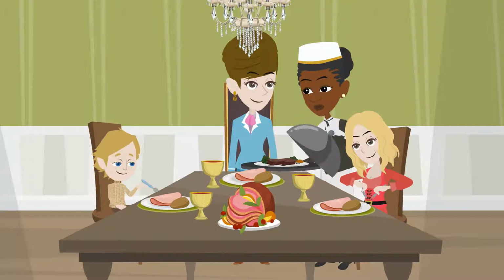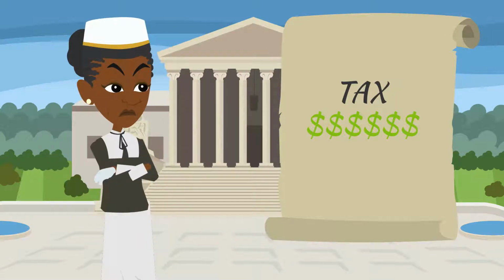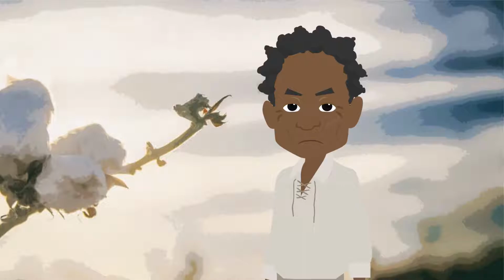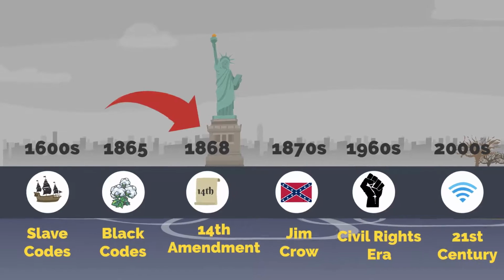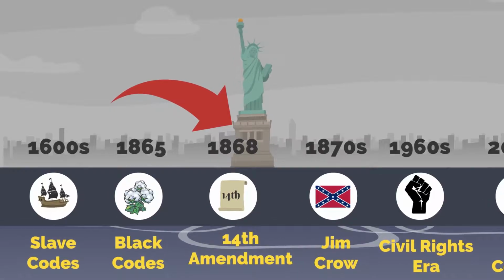For instance, in South Carolina, Black folks were forced to work as servants and farmers. If they wanted another job, they had to pay an expensive tax. As a result, many Black citizens were forced to continue working for former slave owners. A couple years later, the 14th Amendment was added to the American Constitution.